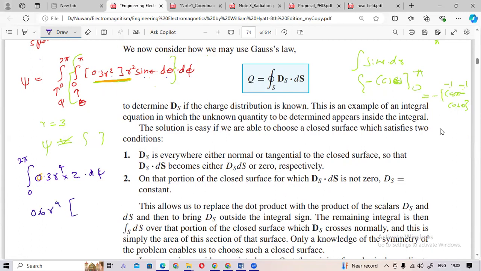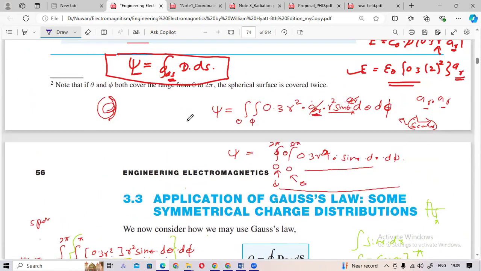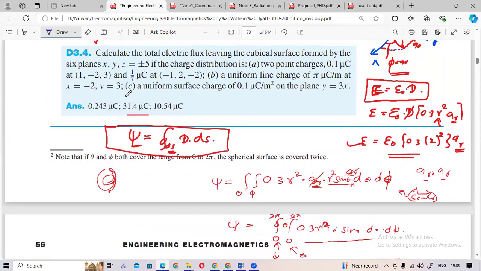Integrating with respect to phi, you will have phi here. Once you apply the limits, you will have 2 phi minus 0. So your answer will be 0.6 R square. Here you have to apply R is equal to 3. Then you can calculate this phi. So this value will be equal to this value. Just try to calculate it.